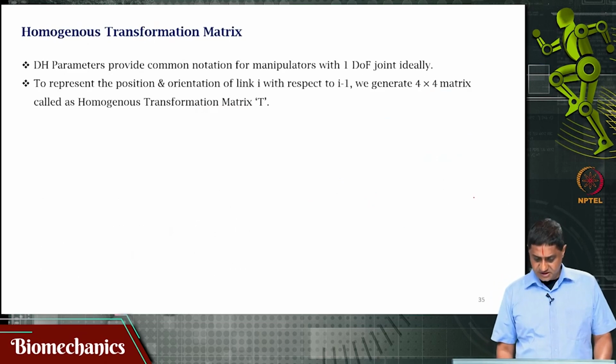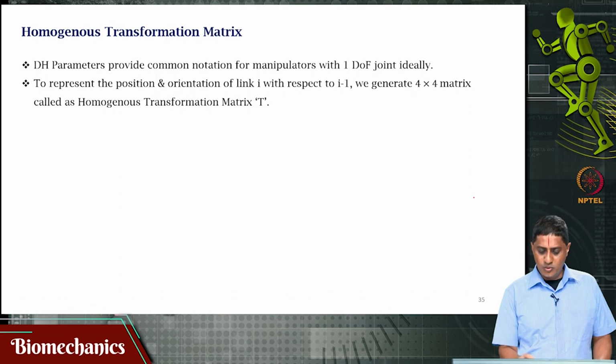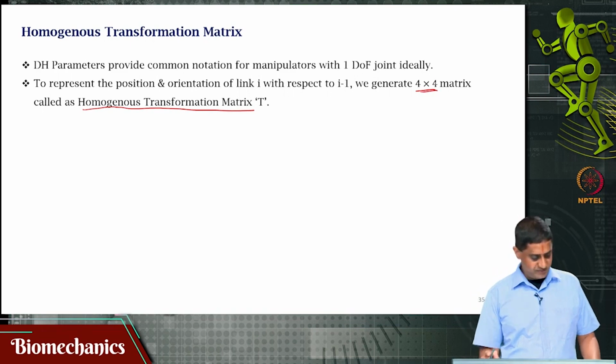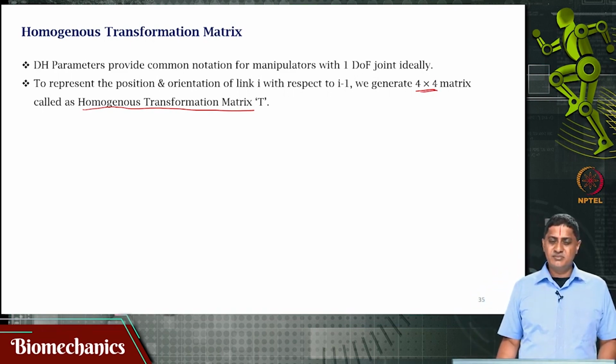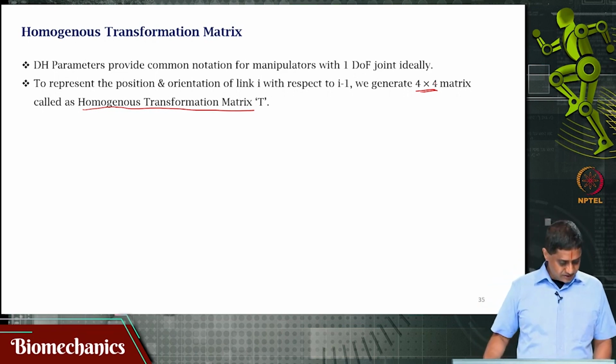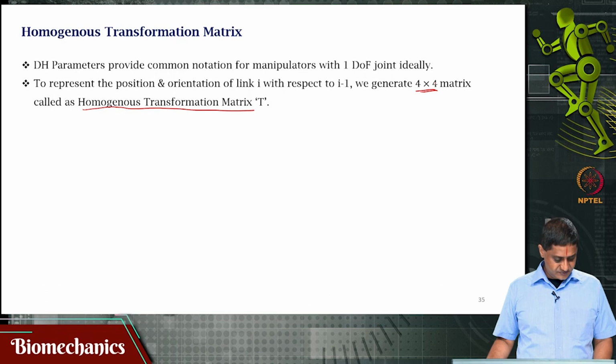To do this, we construct what is called a homogeneous transformation matrix T, that is a 4 by 4 matrix. This is found by multiplying 4 individual matrices, which are essentially 2 rotation matrices corresponding to alpha i minus 1 and theta i, 2 joint rotations, and 2 translations corresponding to a i minus 1 and d i. There are only 4 parameters, right. 2 are angular parameters and 2 are distance parameters. So that this is done.